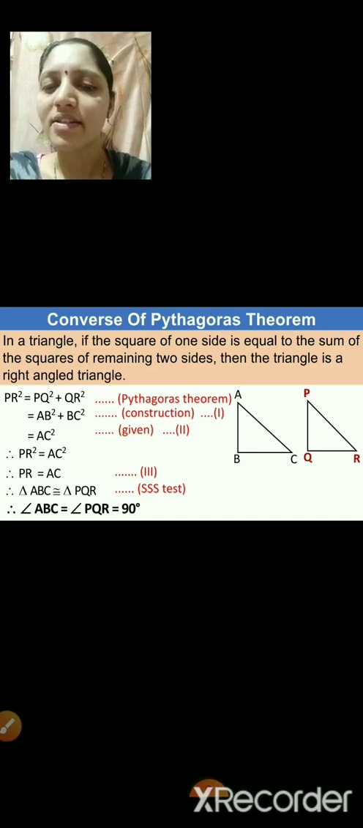SSS test, because their corresponding sides are equal. Therefore, if the corresponding sides are equal and if the two triangles are congruent, then their corresponding angles must be equal. So we can say that angle ABC is equal to angle PQR is equal to 90 degrees.